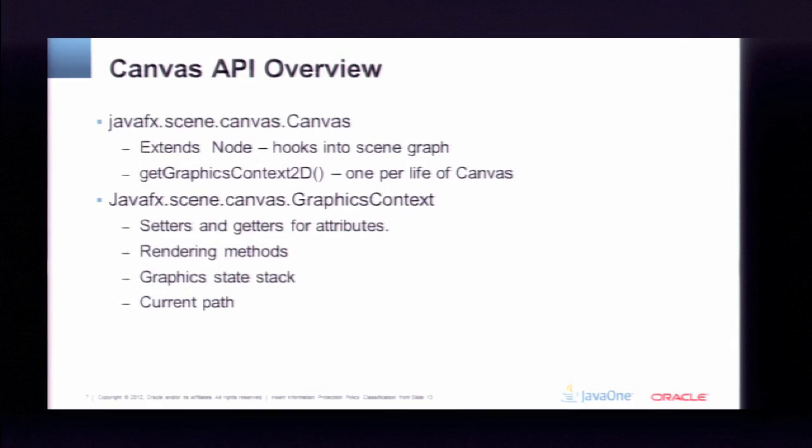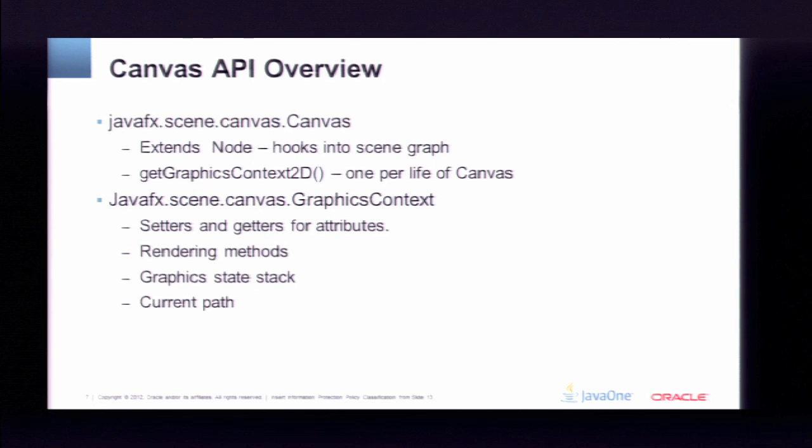So Jim's going to... Okay, so I'm going to briefly go over the API for Canvas, show you how it compares point by point to what we've done with Scene Graph nodes previously. So the basic API is, as Joe said, you have this canvas object in a new package, javafx.scene.canvas, which is a node, and you use that to hook yourself into the Scene Graph.